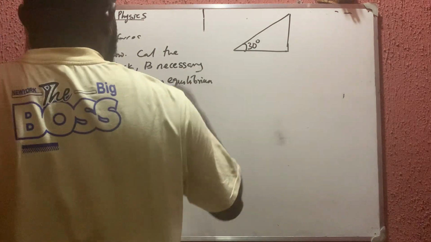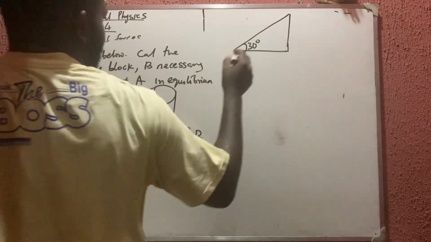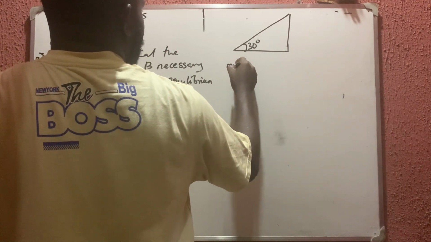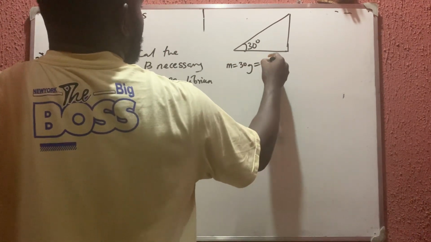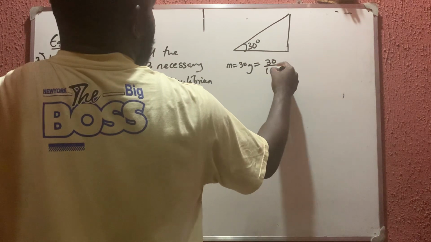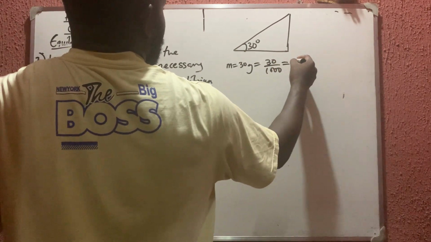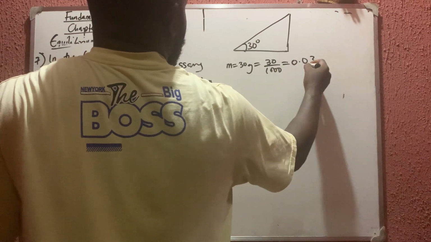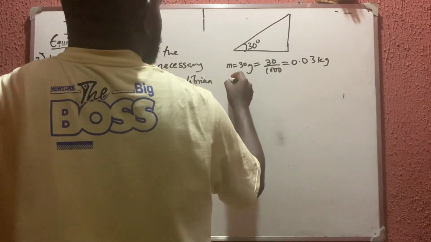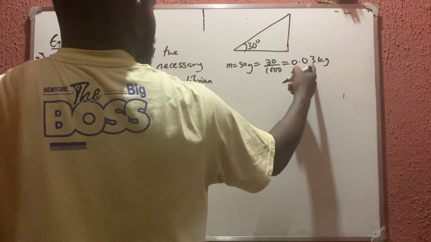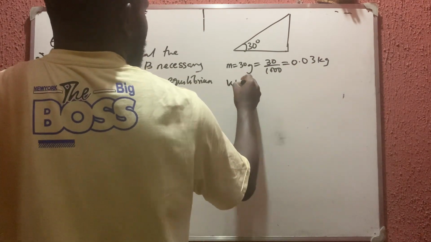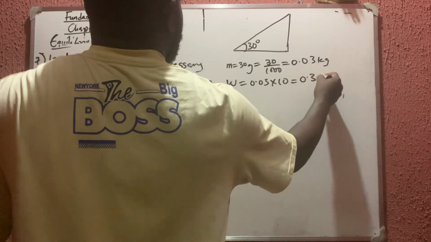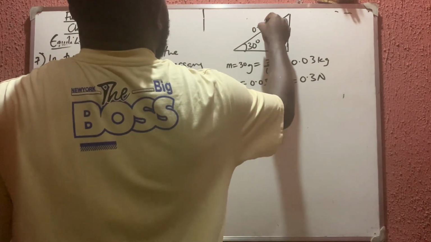Okay, so I'm going to have that this is 30 gram, and converting 30 gram to Newton: the mass they gave me there is 30 gram, which is 30 divided by 1000, which will give you 0.03 kilogram. So converting it to Newton, the weight will be 0.03 times 10, which is 0.3 Newton. So here is 0.3 Newton.